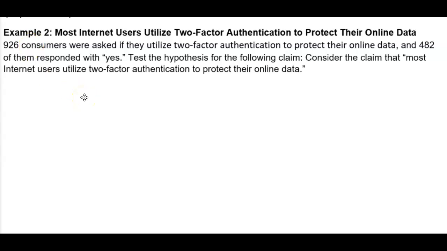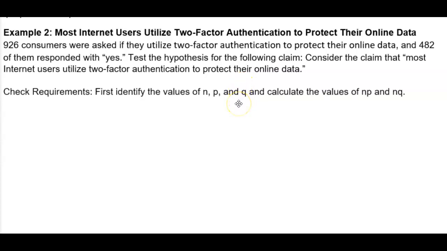Example 2. Most internet users utilize two-factor authentication to protect their online data. 926 consumers were asked if they utilize two-factor authentication to protect their online data, and 482 of them responded with yes. Test the hypothesis for the following claim. Consider the claim that most internet users utilize two-factor authentication to protect their online data.